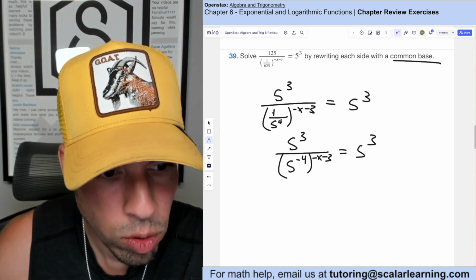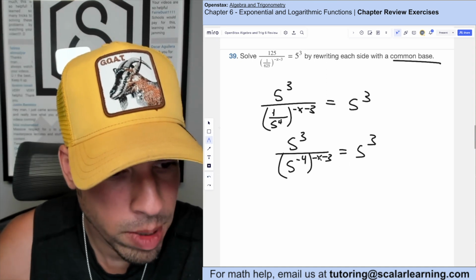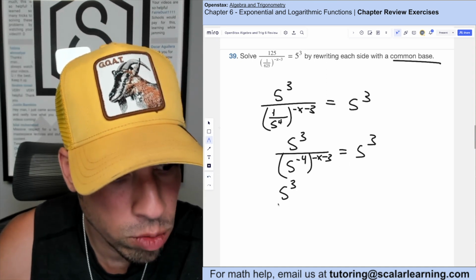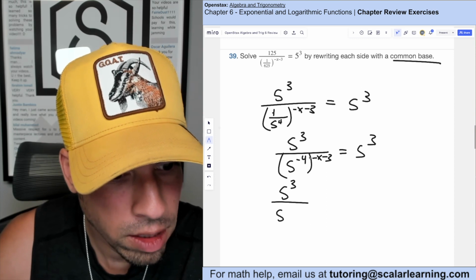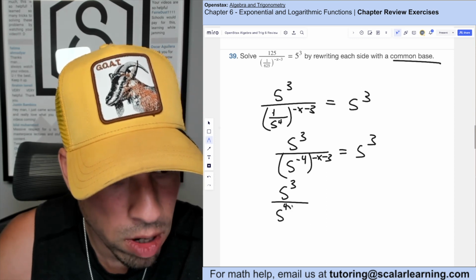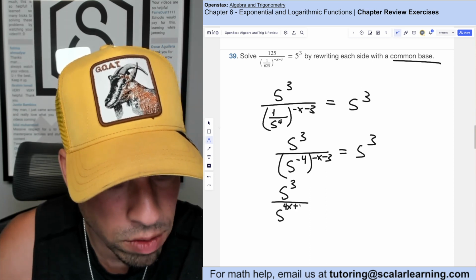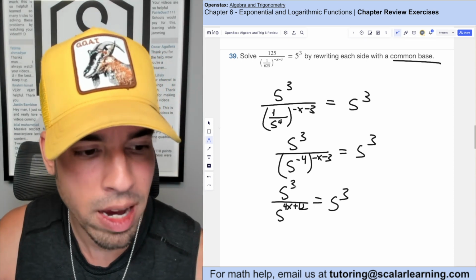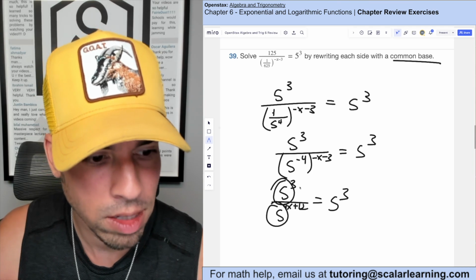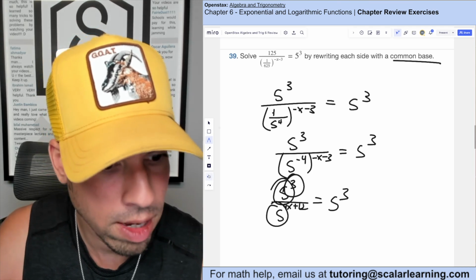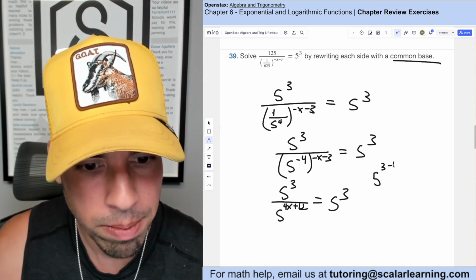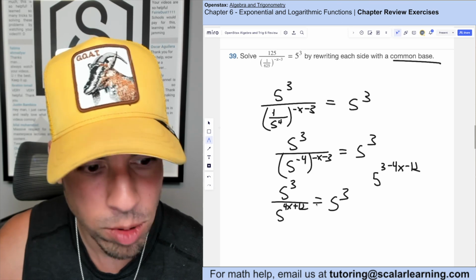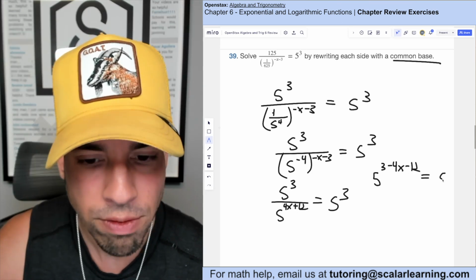And now we can multiply against this floating exponent here by distributing. So I get 5 cubed over 5, negative 4 times negative x is positive 4x, and then negative 4 times negative 3 is positive 12. And now we got this. This is pretty cool because now I can use my exponent rules where if I have the same base, I can just subtract the exponents on the left-hand side. So I get 5 to the 3 minus 4x minus 12, right? I'm subtracting that entire thing, equals 5 to the 3rd.